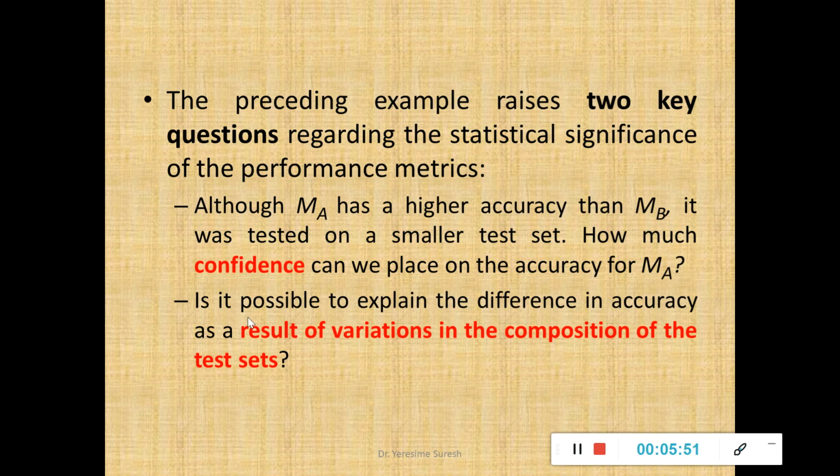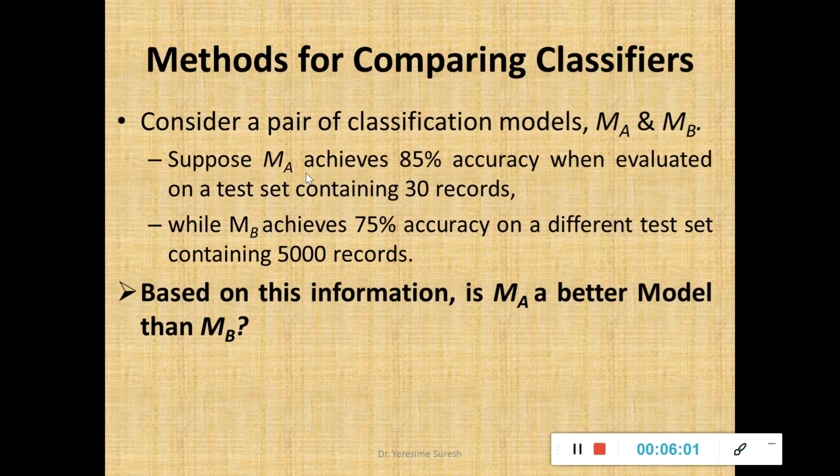The second question: is it possible to explain the difference in accuracy as a result of variation in the composition of test set? Now we'll go back to the same example. Model A has achieved 85% accuracy, model B has achieved 75% accuracy. Now if the number of records is 30 for model A, 30 for model B also. In the first instance, 85 and 75 was the accuracy, number of records was 30 and 5000.